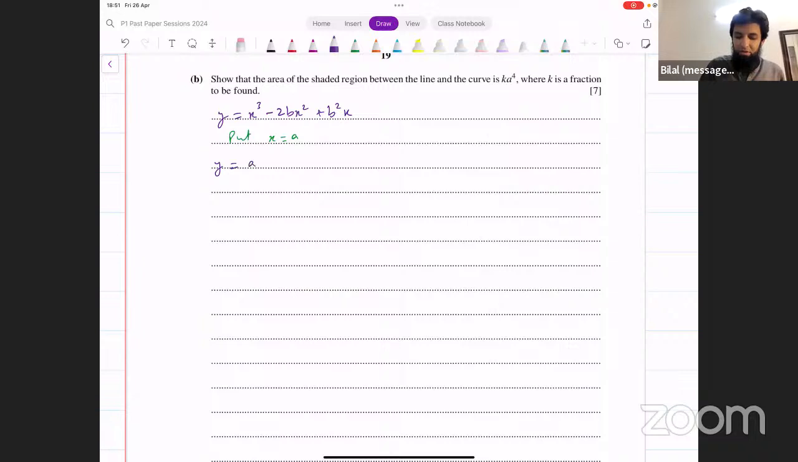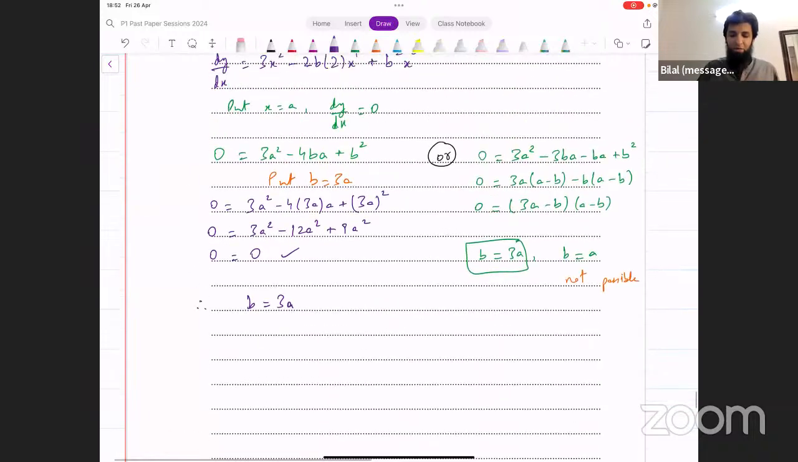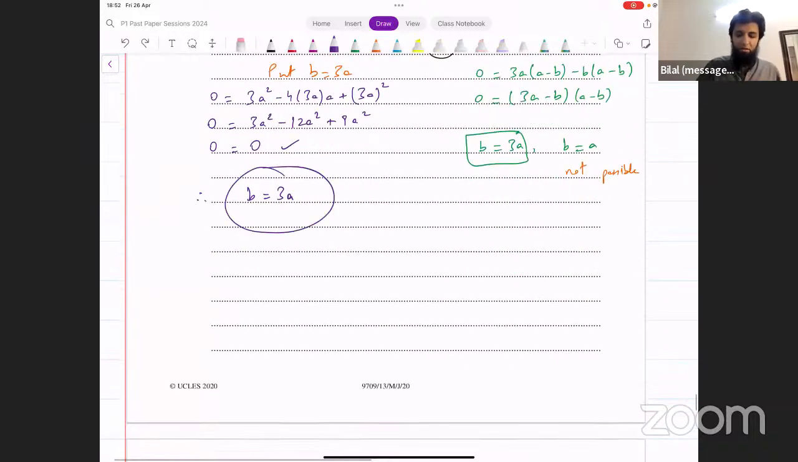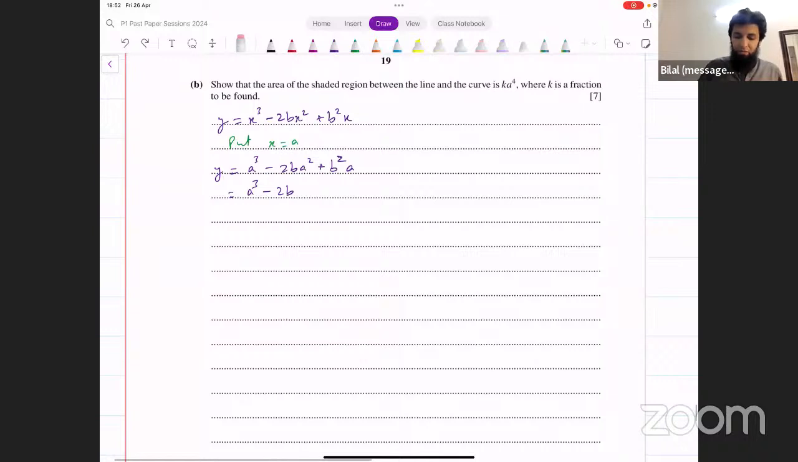y equals a cubed minus 2b a² plus b²a. Now, since we want our final answer to be in terms of a only, we know that b equals 3a. In the first part, we proved that b equals 3a. So in place of b, let's input 3a: a cubed minus 2 times 3a into a² plus 3a whole squared into a.